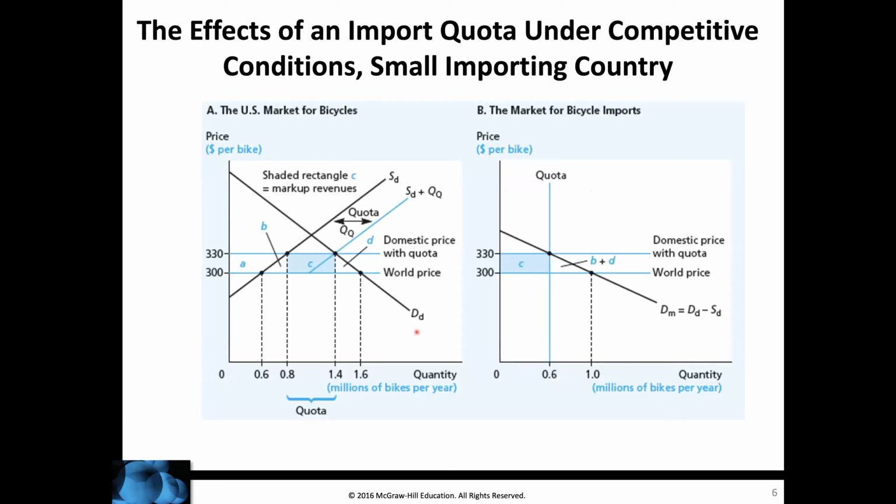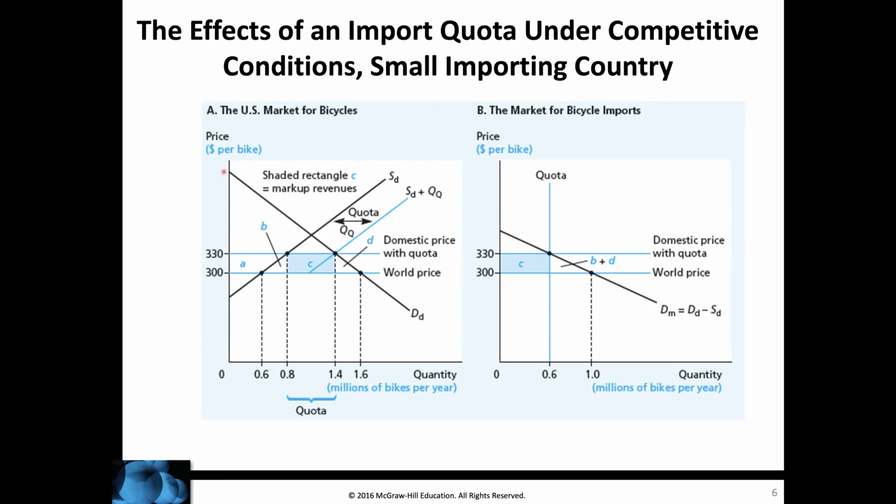So here, and this is figure 9.2 in your book, it shows the effect of an import quota under competitive conditions. This is for a small importing country. In section A of the figure is the US market for bicycles, and B is the market for bicycle imports. So A is the entire market, including imports, and B is just the import market.